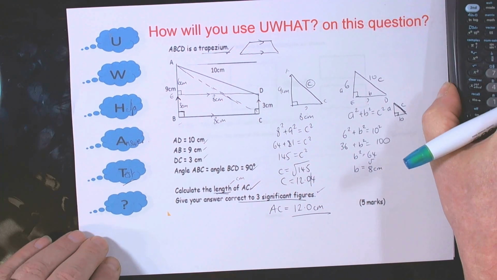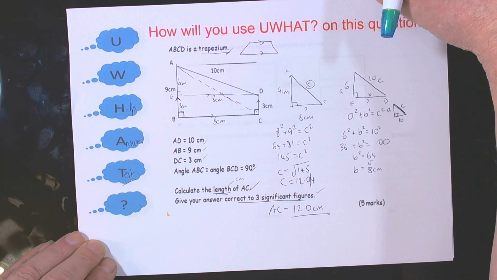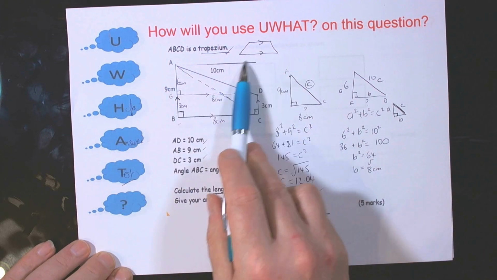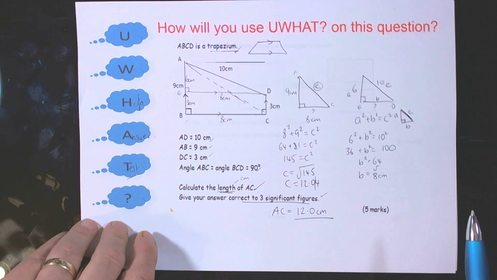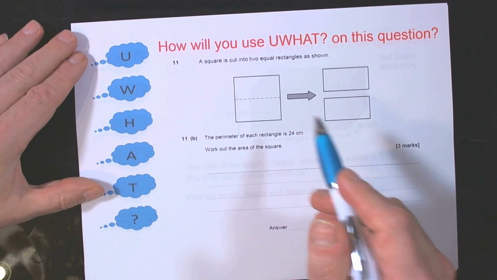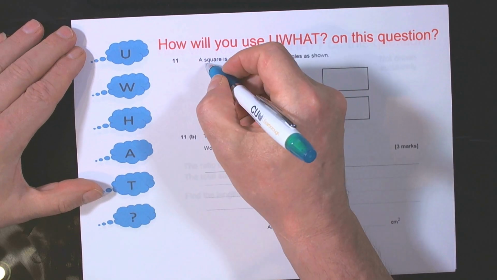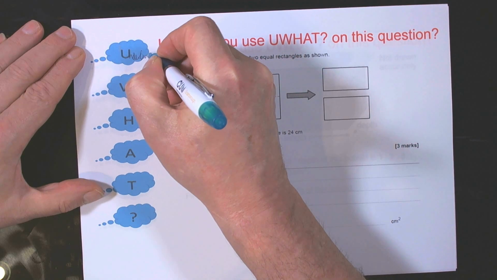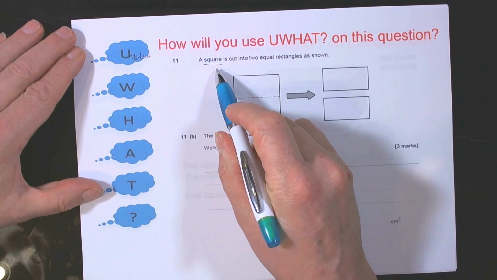Okay, so again, the UWHAT principle was about this idea of underlying key information. What do we know about it? And then we go through. So just do one more problem and see how that works. So let's have a look. So we've got a square. So straight away we ask ourselves, so we've underlined, and we ask ourselves, what does a square tell us?